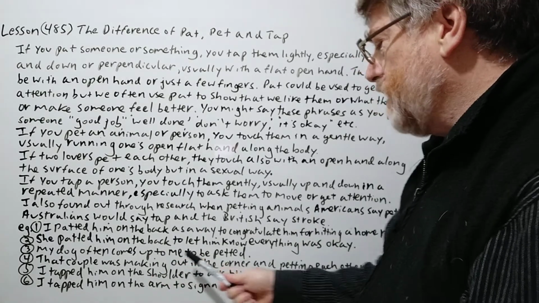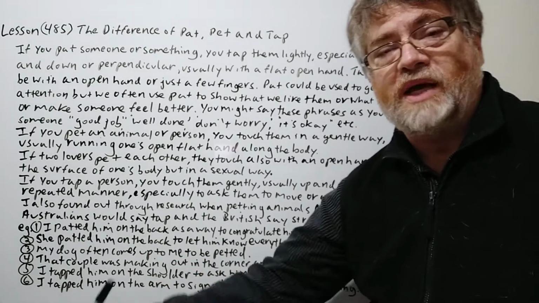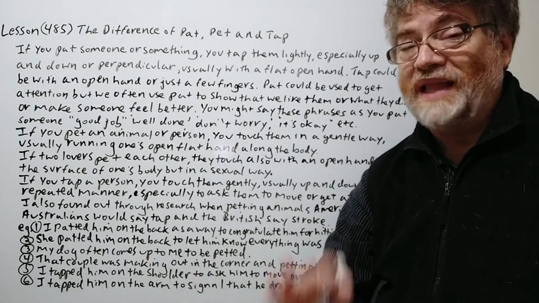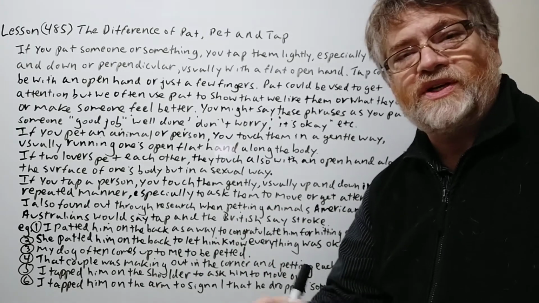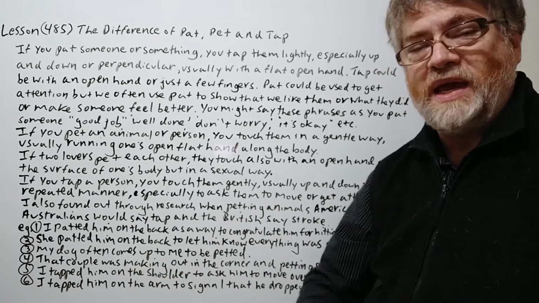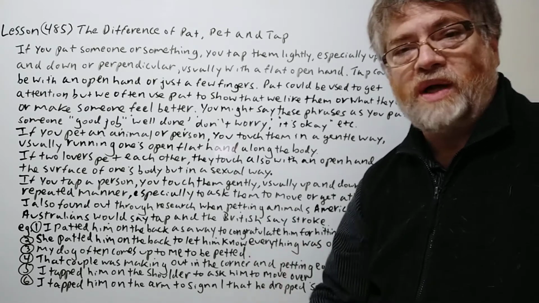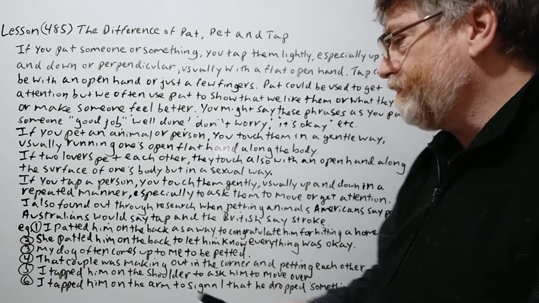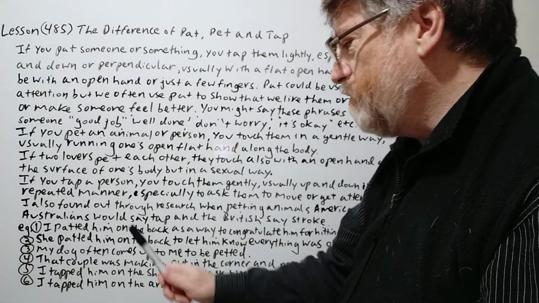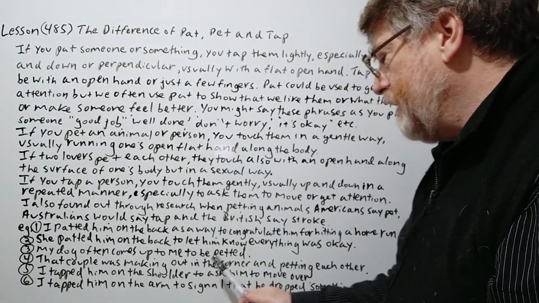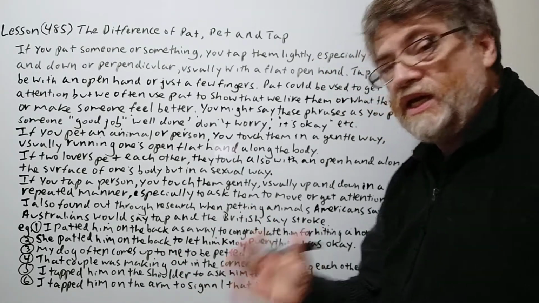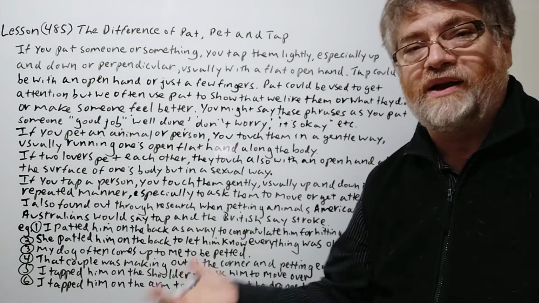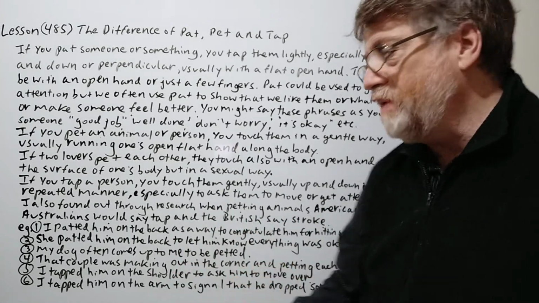Number 3: My dog often comes up to me to be petted. A lot of dogs often like to be petted. It's very soothing for them. So they may actually come up to you and want you to pet them. Number 4: That couple was making out in a corner and petting each other. So again, that's another way that we might use it with people.